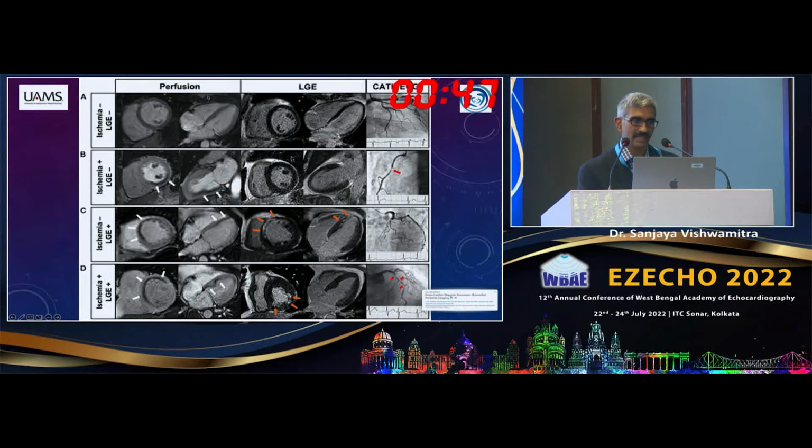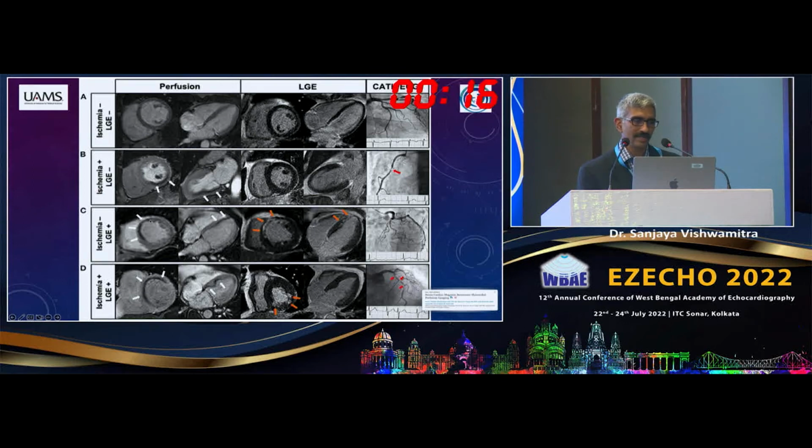This is just a summary slide of all the things I've spoken about so far. Absence of ischemia, absence of delayed enhancement, normal catheter angiography. Presence of ischemia shown by the perfusion defect in the RCA territory, absence of any whiteness in that same area, which means there is no dead myocardium or no fibrotic myocardium, so this is purely ischemic, shown by the focal stenosis on cath in the RCA territory.